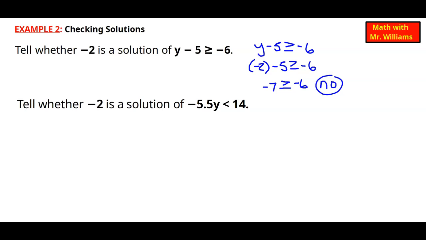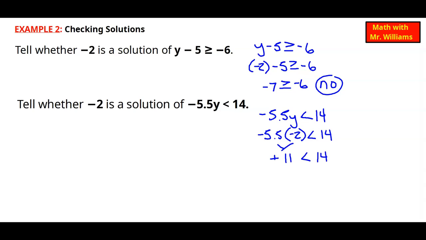All right, second one. Tell whether negative 2 is a solution of negative 5.5 y is less than 14. So we write down the inequality. We have negative 5.5 times y is less than 14. Now we're going to substitute the negative 2 in. And now we're going to multiply the negative 5.5 times the negative 2. Two negatives give us a positive answer. 5.5 times 2 leaves us at 11. So is 11 less than 14? Yes, it is. So in the second one, negative 2 is a solution to the inequality.